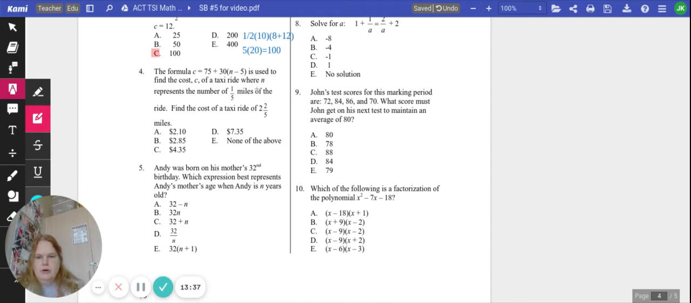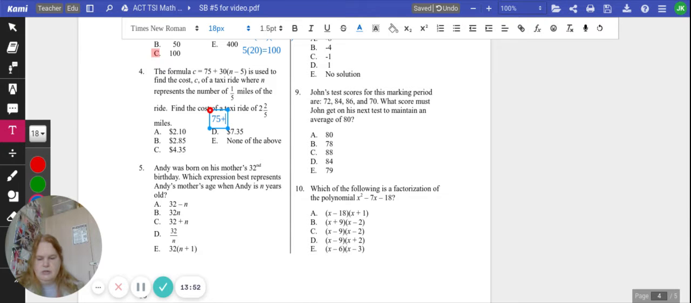Okay, number 4. Back to our formula again. So our cost is 75 plus 30 times N. N is the number of 1/5 miles. And it says we have 2 2/5. 2 2/5 is the same as 12/5. So that's 12 for N.